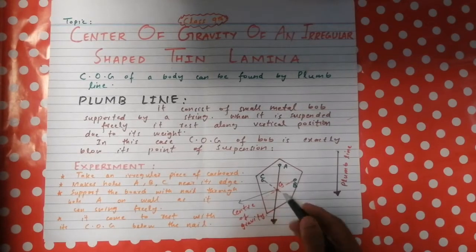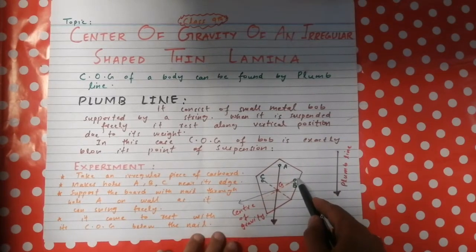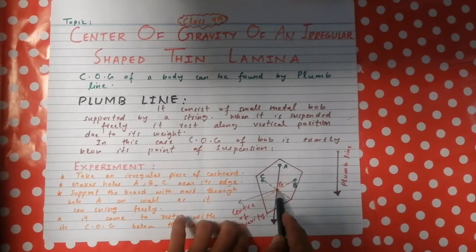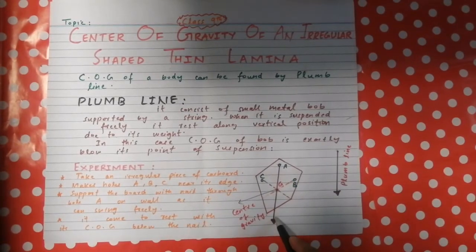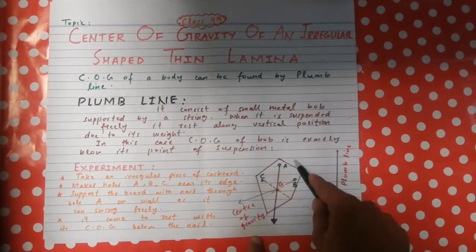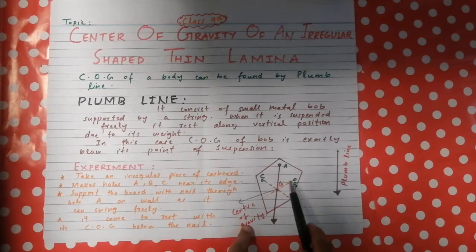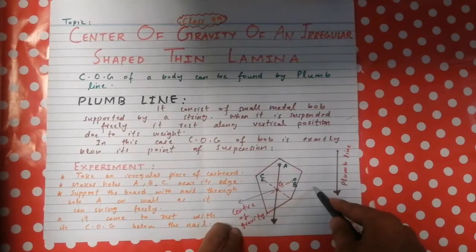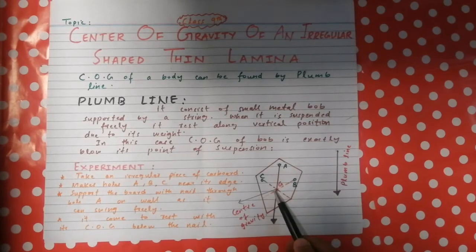Now repeat this experiment by supporting the cardboard from hole B, and similarly with the help of the plumb line we mark another line that intersects the previous line from A. Again repeat the experiment from hole C, and mark another line that intersects the previous 2 lines from A and B. These 3 lines intersect at a single point G. That is the center of gravity of this irregular shaped object. This is a very simple and easy method.